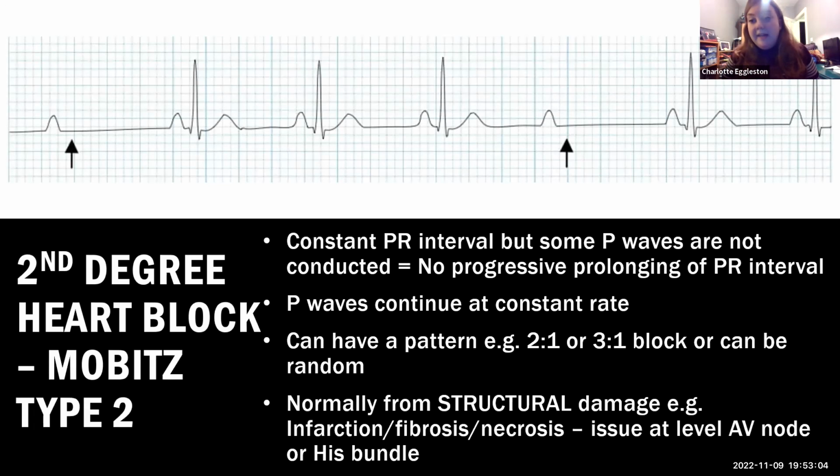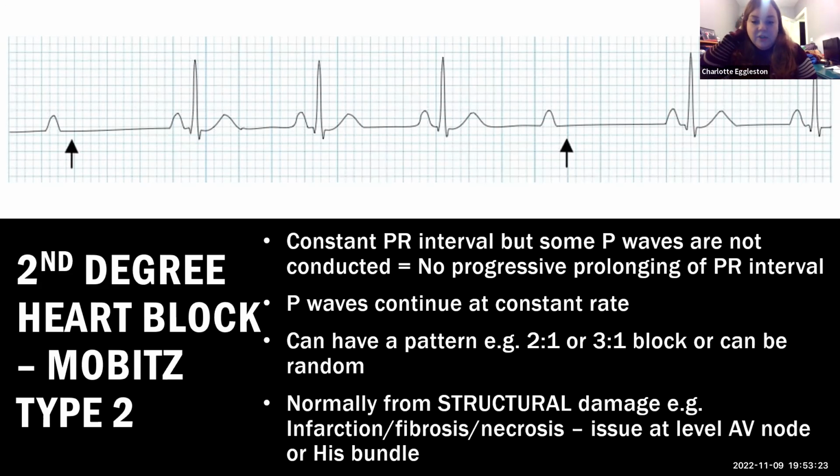You sometimes can have a pattern like a 2-to-1 or a 3-to-1 block, or sometimes it can just be a bit random. The P waves will always come at that constant rate, as you can see on there. Normally this is from a structural problem. This puts you at more risk of developing complete heart block or asystole.